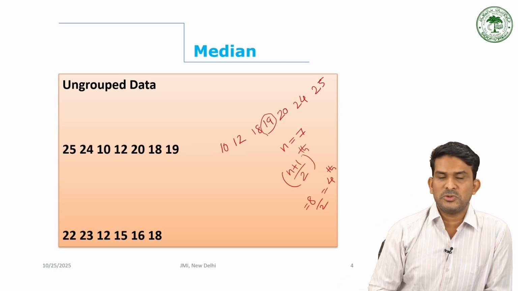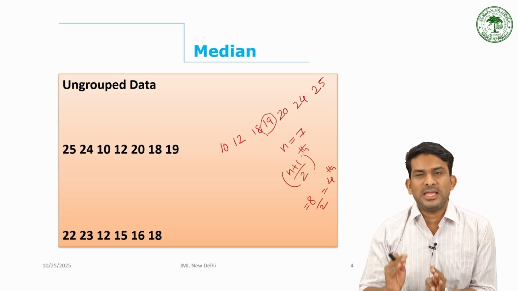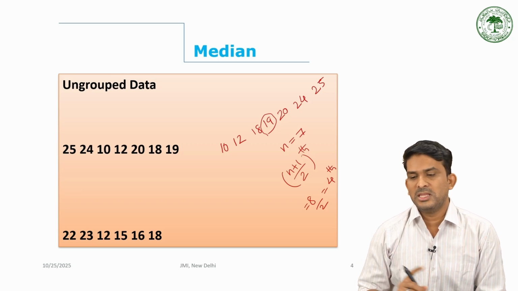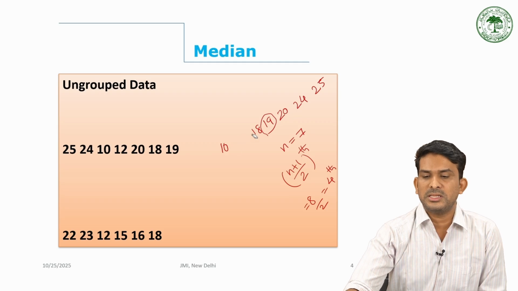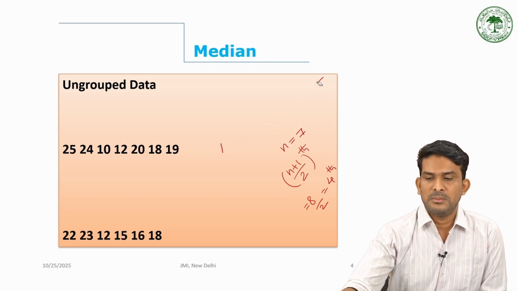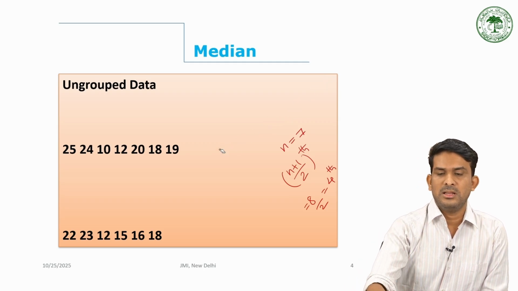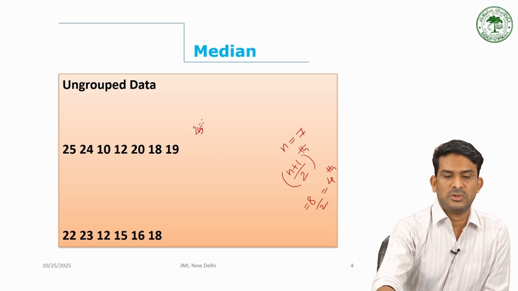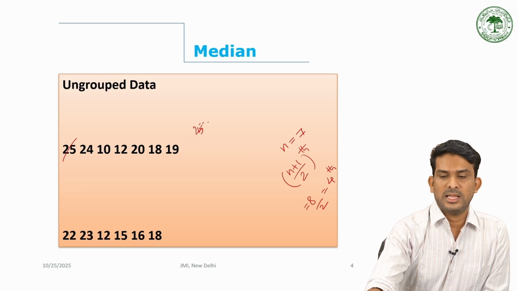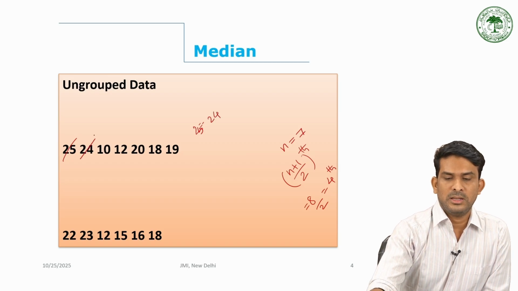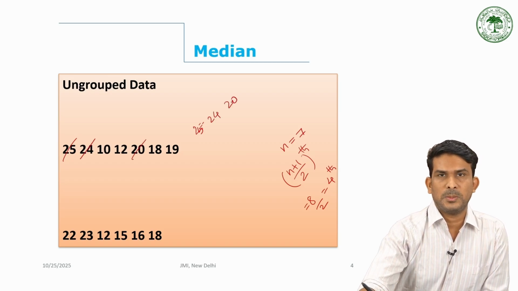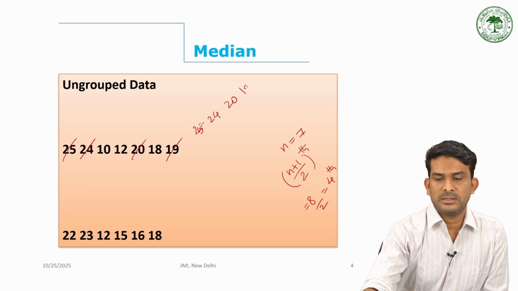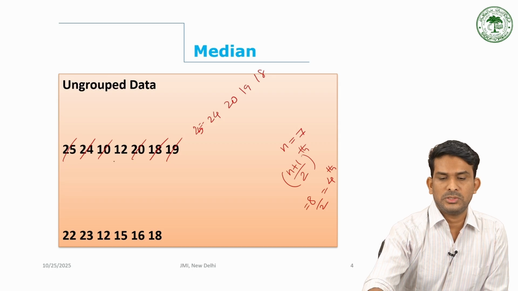What is the median of the distribution? 19, when you arrange in the order of magnitude. The same thing you can also arrange in descending order, beginning from the highest value. For example, what is the highest value here? 25, right? 25 is the highest value. Next is 24. Next is 20. Am I right? 19, 18, and 12, 10.